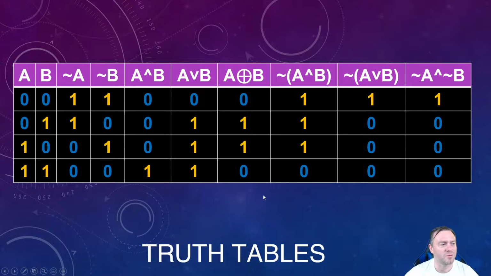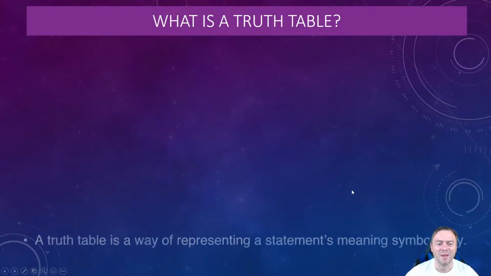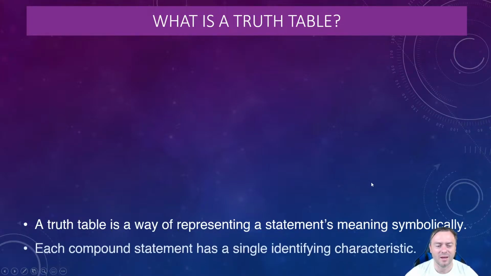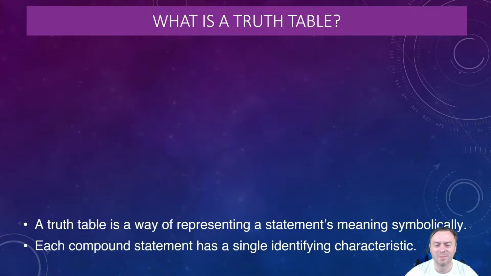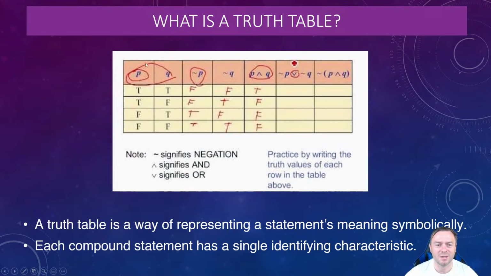Now, we're going to go through each of these and build up to the last ones up here. And we should see something interesting with this last bit in particular. So what is a truth table? That's the first question. A truth table is a way of representing a statement's meaning symbolically. Okay, and each compound statement has a single identifying characteristic. So when we use union or and or, they do specific things and they do it in a particular way. Okay. And then this was taken out of a textbook just to give you an example.